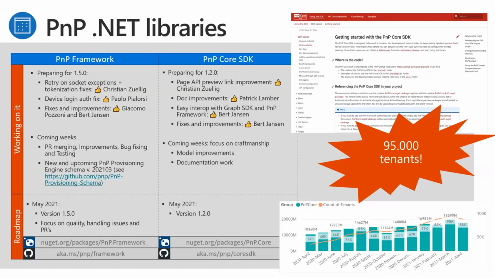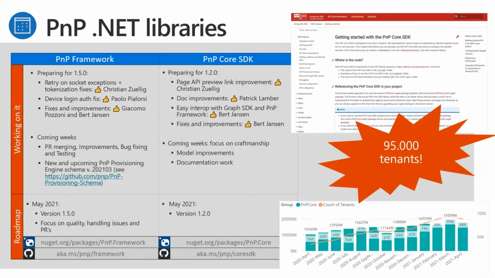From a PnP Core SDK point of view, we are working on version 1.2.0, which will be released most likely by the end of May, together with the PnP framework 1.5. And still there we have improvements made by, again, Christian Zuling. So thank you very much, Christian, Patrick Lambert, and Bert again. And stay really tuned, because we really plan to improve PnP Core SDK and provide additional capabilities. We are really proud because we reached 95,000 tenants. Now, I still remember when we reached the very first 10 tenants, and I think this is a huge number, and we are really proud of it.